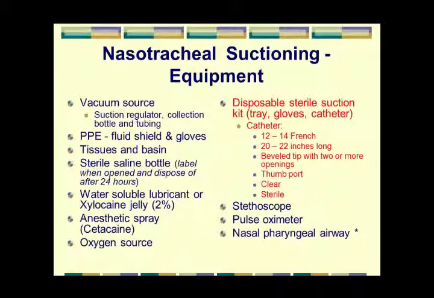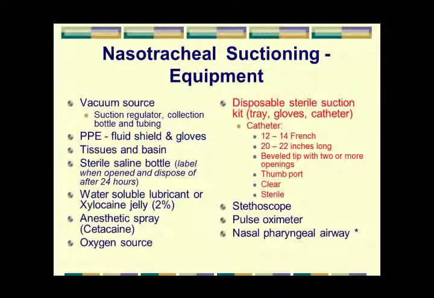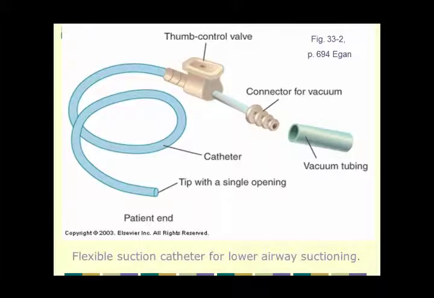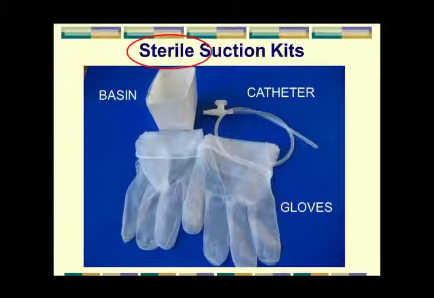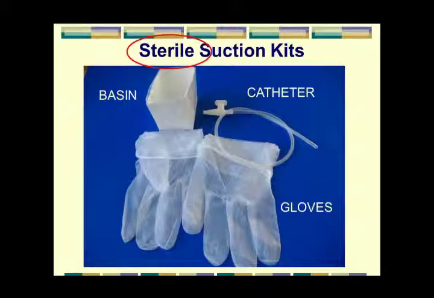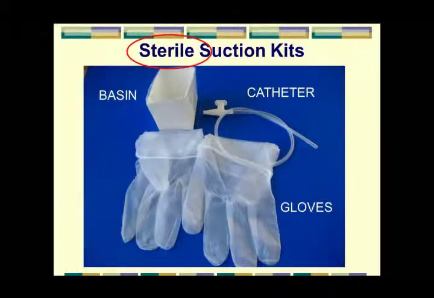And again, it's a beveled tip with the holes on the side, and a thumb port. They're all clear, and it's sterile. So here we have our connector for the vacuum, our thumb control, and the tip on the very end that goes into the patient. And that's the sterile kit we talked about. And notice that it is sterile.